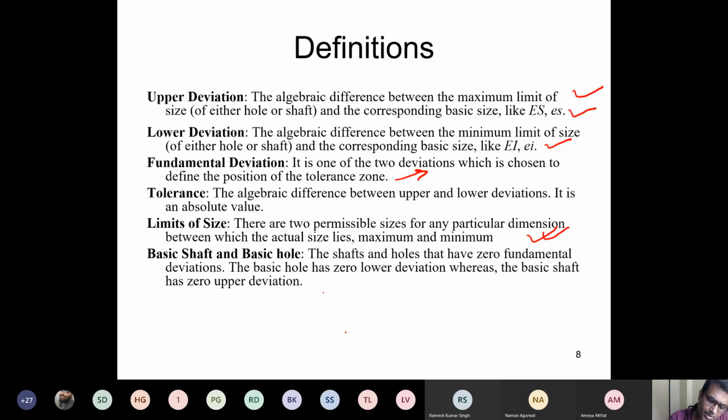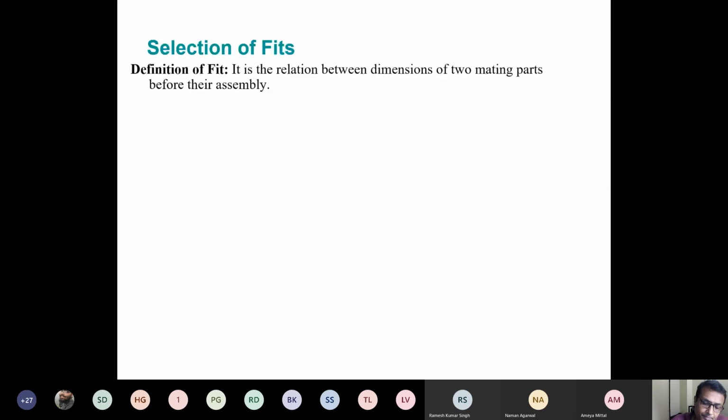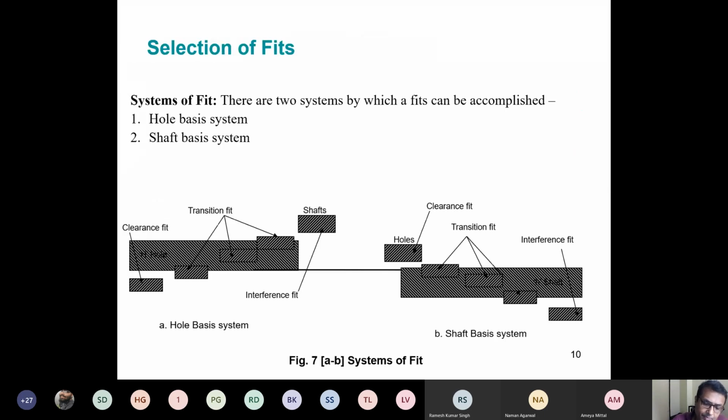The shaft and holes have zero fundamental deviations. The basic hole has zero lower deviation, while the basic shaft has zero upper deviation. The basic line I have shown is whatever numeric value you are giving. A 50 mm shaft is the basic shaft. So that's where you define everything from.